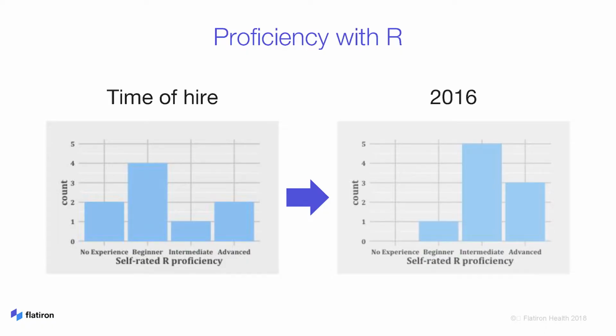Well, if you go from the time of hire to 2016, when I gave that last talk here, there was a big change in terms of self-rated proficiency. So people on the team were starting to call themselves intermediate and advanced users.